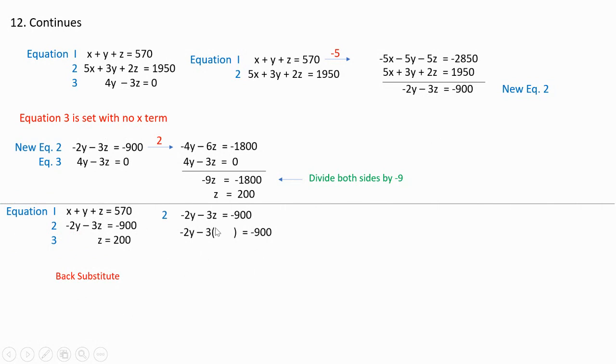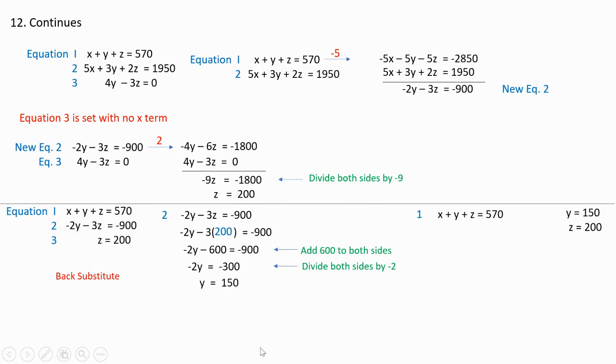So I'm going to plug in 200 for z. Once I do that, I get -2y minus 600 equals -900. So I add 600 to both sides, so -2y equals -300. We divide by -2, so y equals 150. Now I have the values of y and z, right? So I'm going to plug them into equation 1. There's my y, there's my z. So x plus 350 equals 570, so I subtract 350 from both sides. If I do that, 570 minus 350 will give us 220.